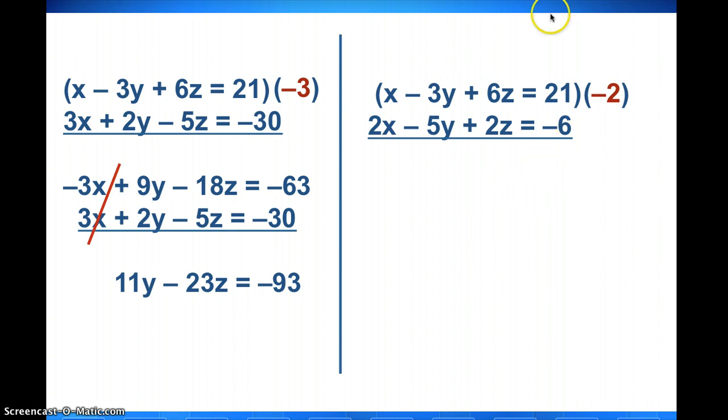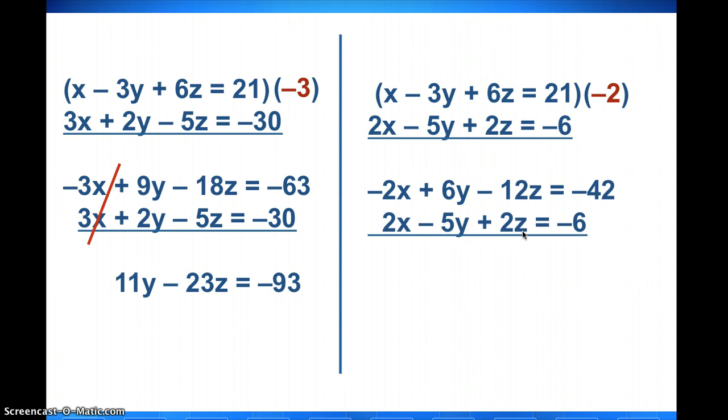Okay, now the new equation 1 will be written here. After multiplying all the terms in equation 1 by negative 2, we will have negative 2x plus 6y minus 12z equals negative 42. I'm going to rewrite this equation down here, and then add these two equations, and I will get y minus 10z equals negative 48. Now on the next slide, when we move, I'm just going to rewrite these two smaller equations.